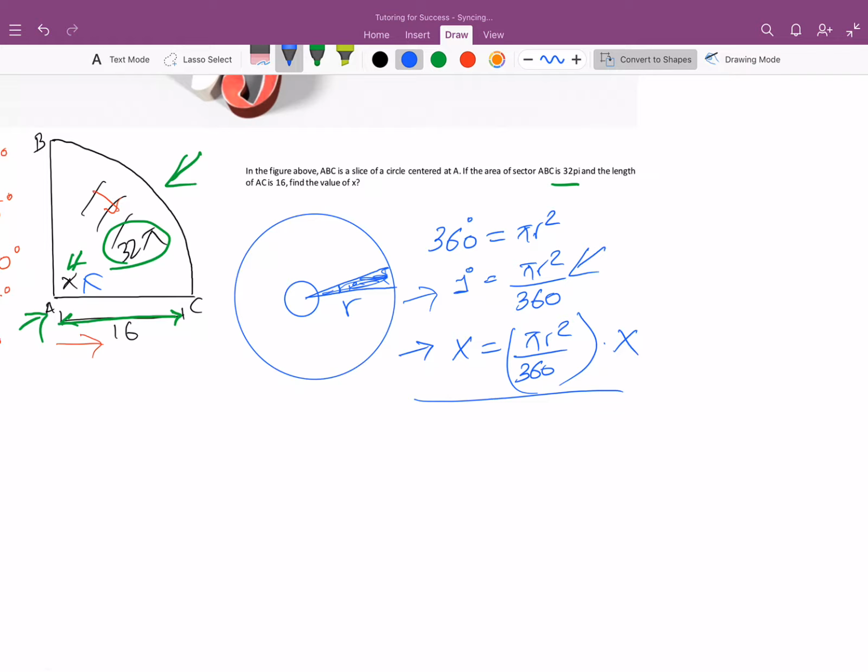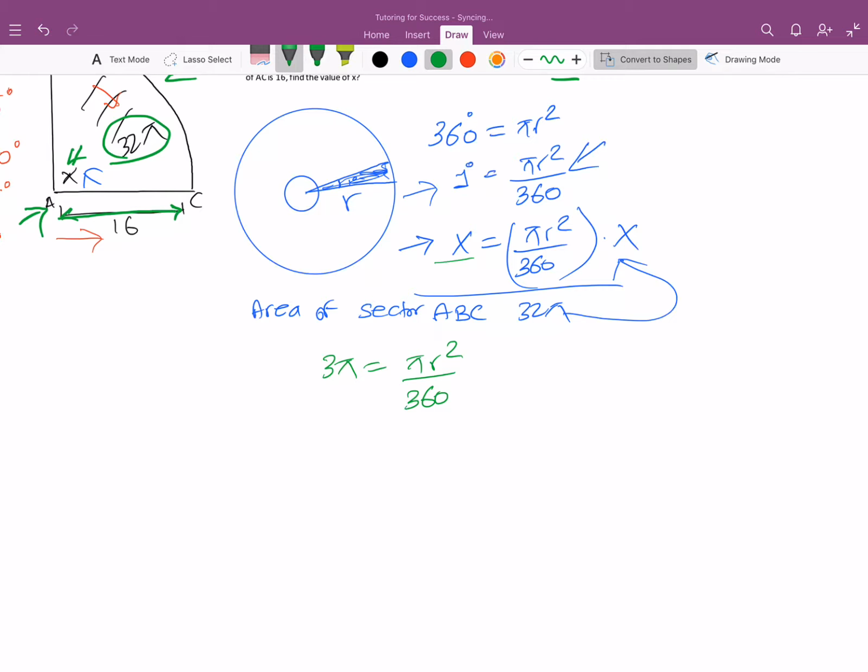But the problem also states the area of sector ABC is 32 pi, which is also equal to this, because what we found earlier was the area of a sector if that sector has an angle of x. So in a sense, 32 pi is equal to pi r square over 360 times x. Okay, so let's try to simplify this problem.